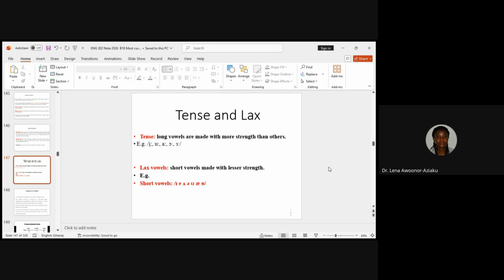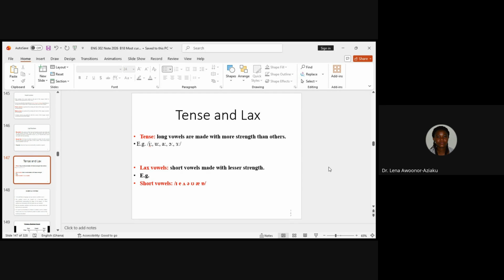Then you can also talk about tense and lax. The tenseness has to do with the force at which you are speaking the vowel. You know, some vowels you have to tense your tongue, especially the long vowels. Long vowels, they say they are long, but not all the time. But in terms of teaching, we say long versus short. But as you are going to see, the length mark is not what distinguishes the 2 completely.